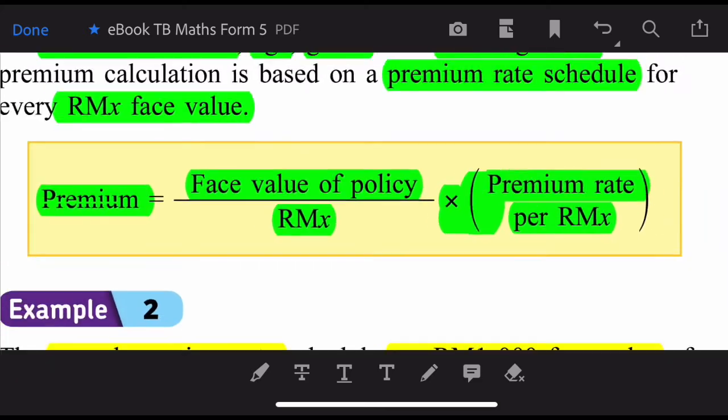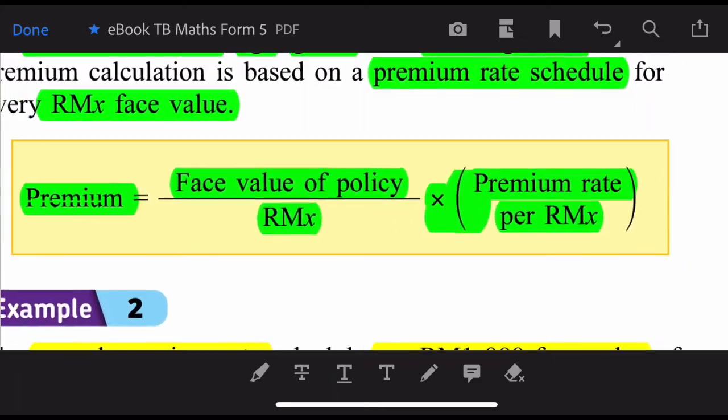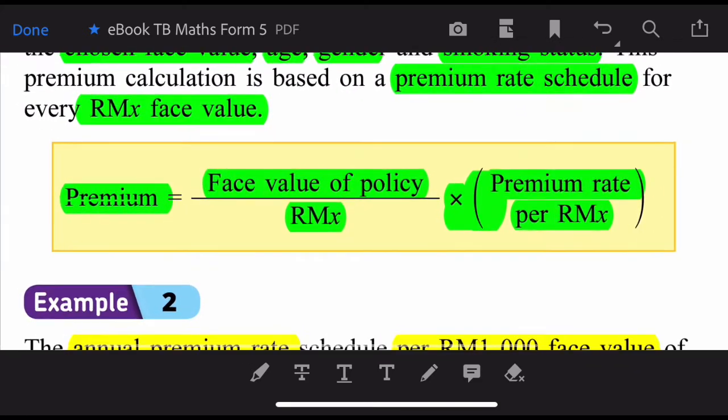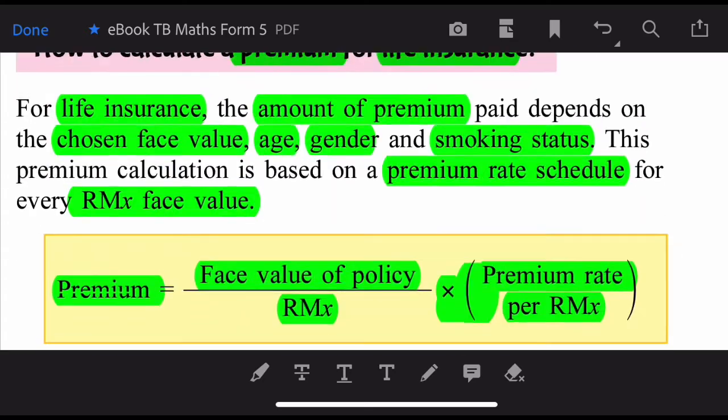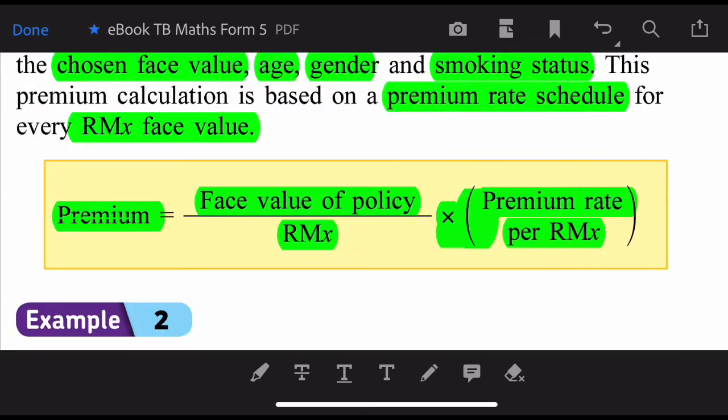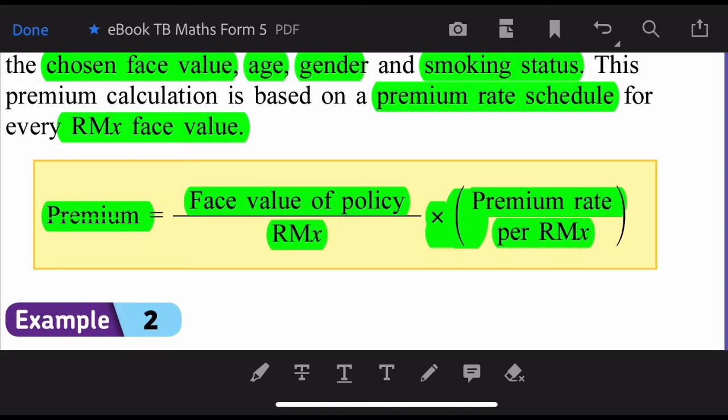All right, this is a very important formula for us to calculate the premium for life insurance coverage. Please remember, premium is equal to the face value of the policy divided by RMX times the premium rate per RMX.